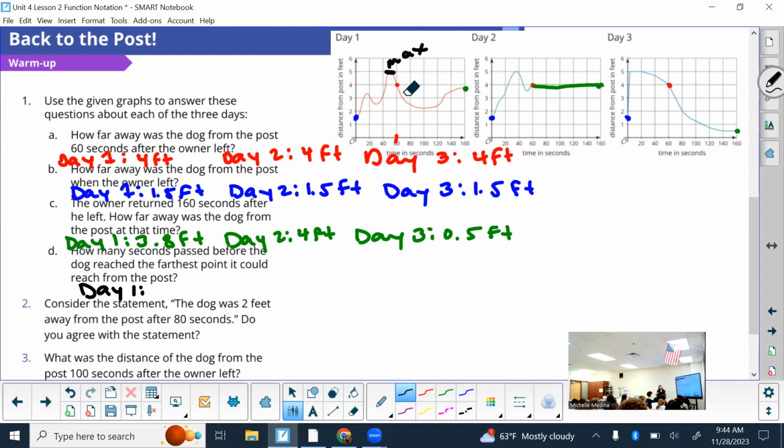So table 3 for day 1, how far was the dog at the maximum? About 5 feet. All right, table 4 on day 2. How many seconds pass? Ooh, I messed that up. So 5 feet is where it's the highest, but the question was how many seconds passed. So how many seconds is it that passed at our highest point? 50 seconds. Let me change that because it didn't ask the distance. It asked how many seconds. So that would be 50 seconds.